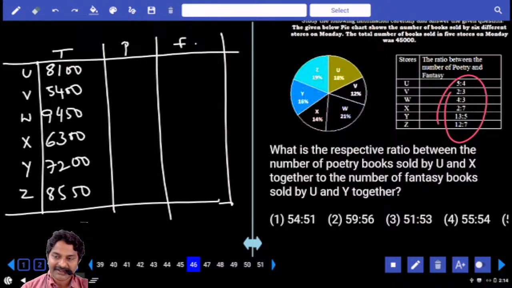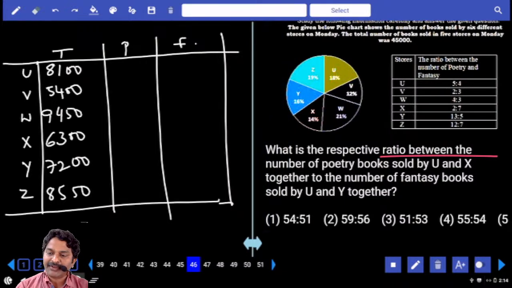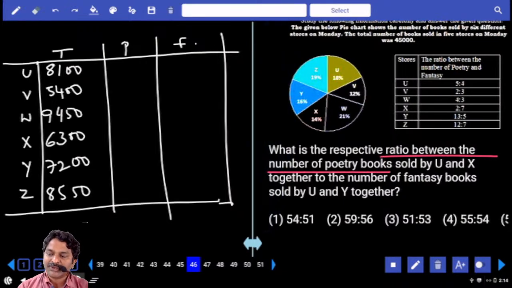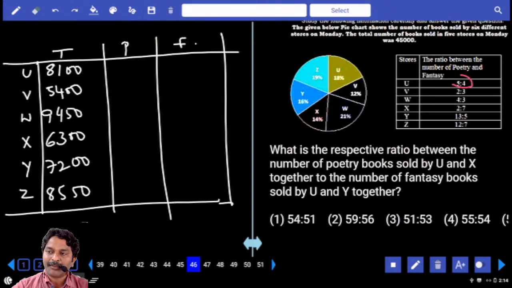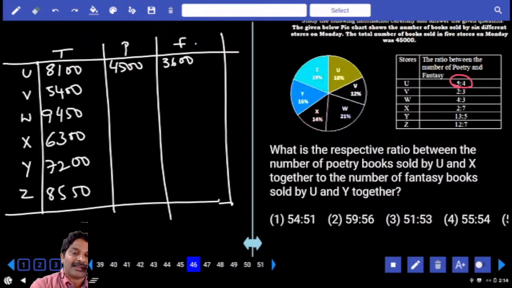Okay? Let's see. What is the respective ratio between number of poetry books sold by U, X together and then U, Y together? So we need U, Y and then X. U, total how many parts are there? 9 parts is equal to 8,100, 1 part 900. 9 into 4, 9 into 5, 45, 9 into 4, 36, all are hundreds.